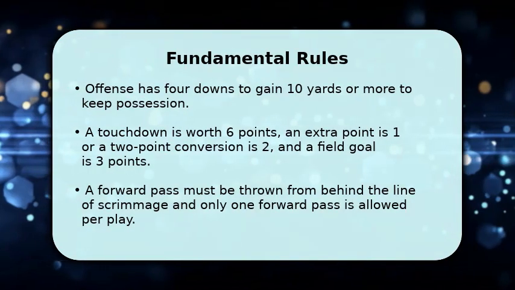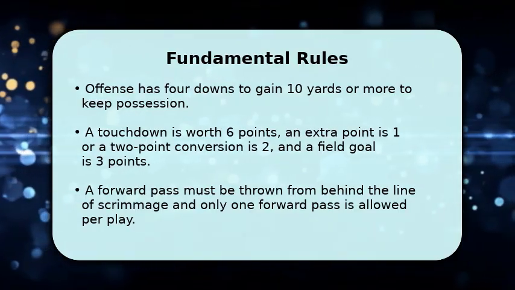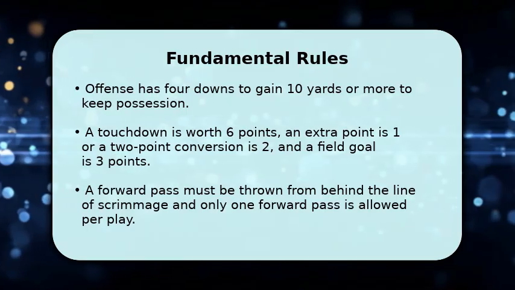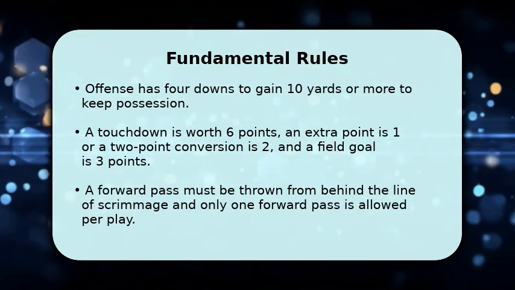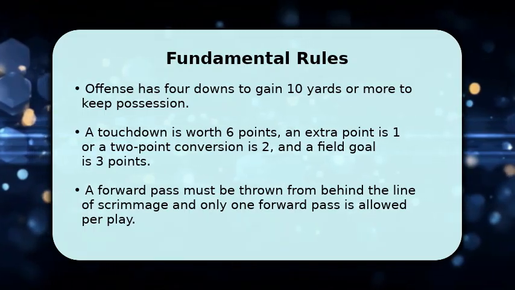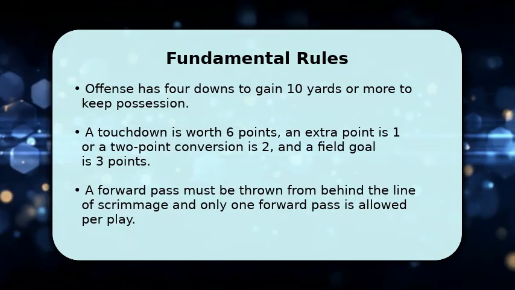Learn the core competitive rules. The offense receives 4 downs to advance the ball at least 10 yards to reset the downs. Failing to do so usually results in a turnover on downs. Scoring values are fixed: touchdown 6 points, extra point kick 1, 2-point conversion 2, and field goal 3.